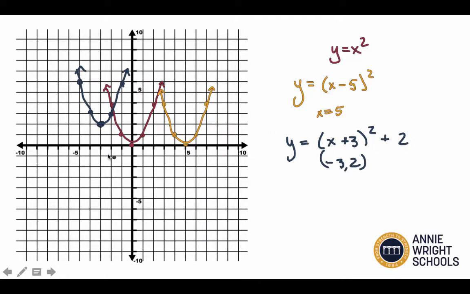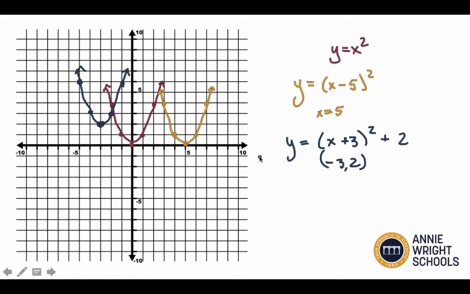Plug in a point and check. Plug in the value of x equals negative 5. What's negative 5 plus 3? Minus 2. What's minus 2 squared? 4. What's 4 plus 2? 6. So there's the plus 2 and there's the 4 to give you that value of negative 5 comma 6.